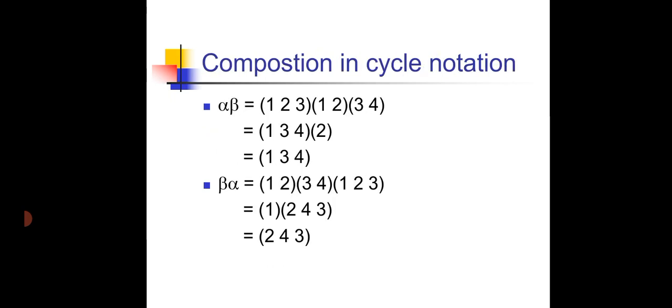So these are the examples for the composition of cycle notation. You can see here.